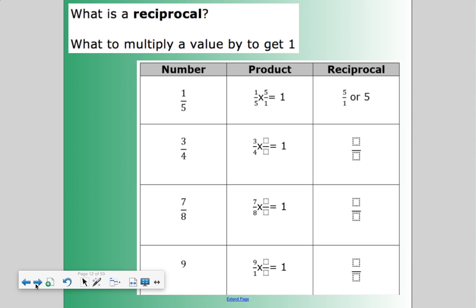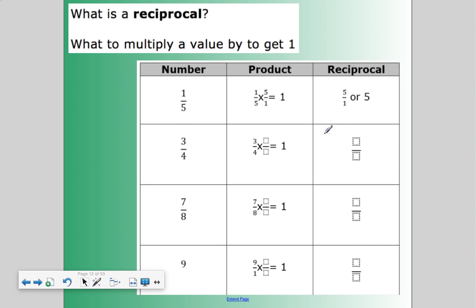A reciprocal is when you have two numbers, and you multiply those two numbers, and it equals one whole. So in other words, you start with a number, and you're multiplying by another value to get 1. So you're doing the opposite, the inverse of it. For example, if you start with 1/5, if I multiply by 5/1, it cancels out to 1 whole. So the reciprocal of 1/5 is 5/1.